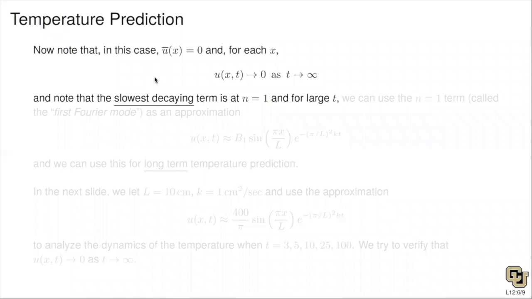And so what we can do for approximation, here what I want to show you is what's called the first Fourier mode approximation. Now we're doing some numerical analysis. Here we want to actually take the solution and try to do some math with it. Because the terms are decaying to 0, we're going to use the slowest decaying term.